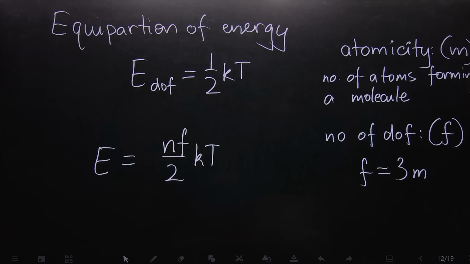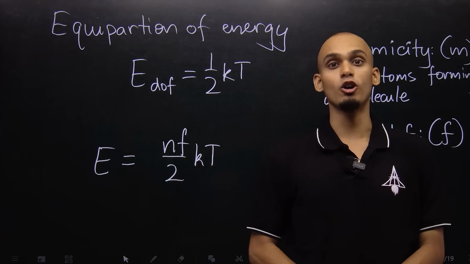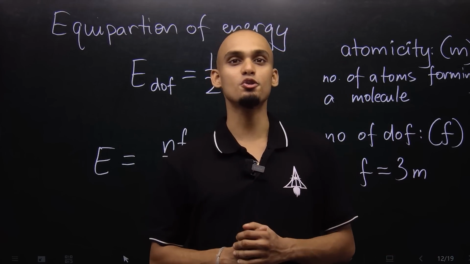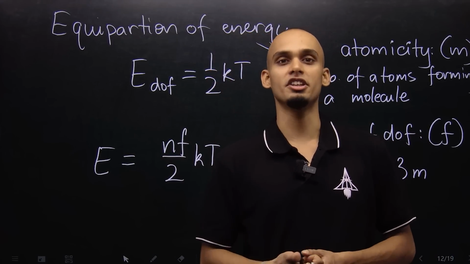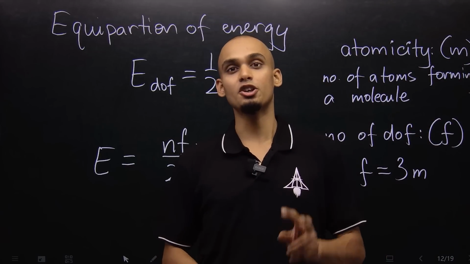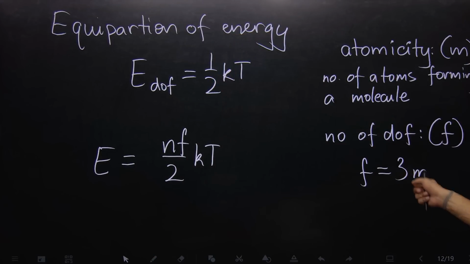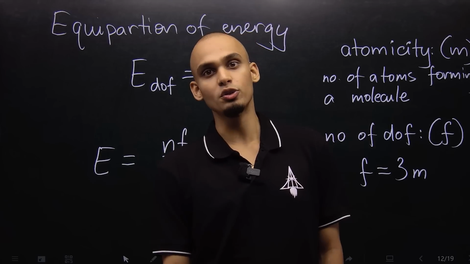And equipartition theorem simply states that energy is no longer due to only motion. There are other degrees of freedom also available for real gases to store energy, like rotation, vibration, etc. But doesn't matter, the number of degrees of freedom is equal to thrice the atomicity. So for example, if you have a diatomic molecule like oxygen, there are two atoms, so the number of degrees of freedom will be 3 into 2, that is 6. But these degrees of freedom are taken into account the vibrational modes also.